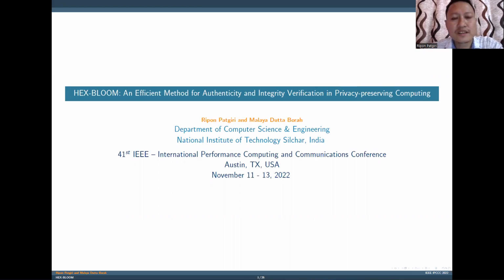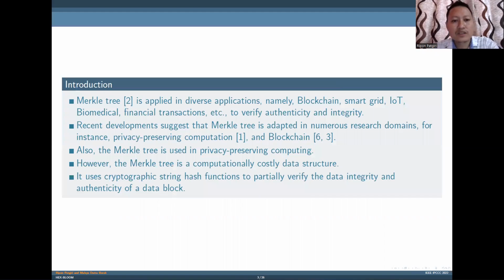We are going to present HEX-BLOOM, an efficient method for authenticity and integrity verification in privacy-preserving computing. Merkle tree is applied in diverse applications, blockchain, smart grid, IoT, etc. to verify authenticity and integrity. Recent developments suggest that Merkle tree is adapted in numerous applications.